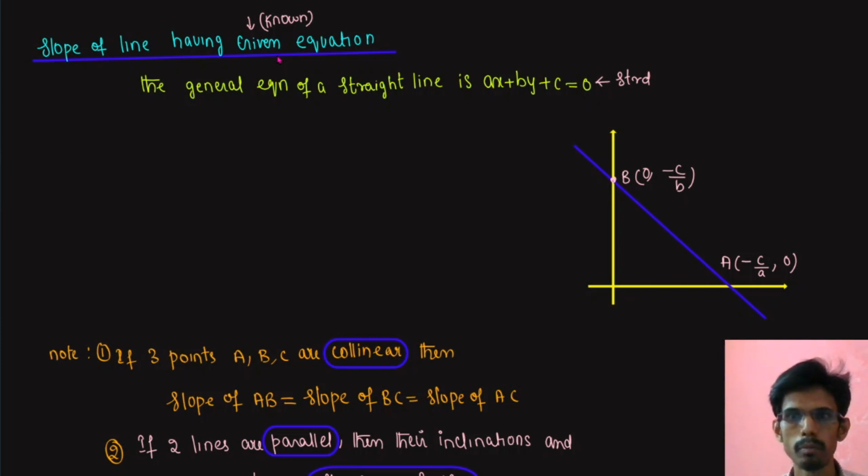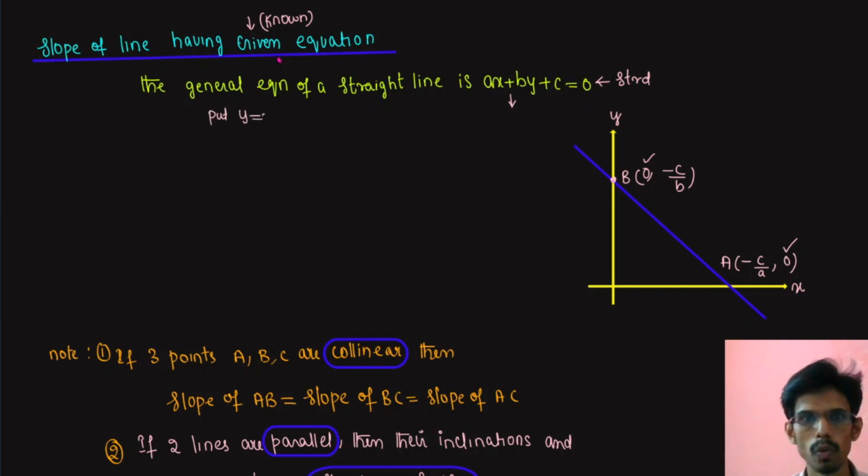So here I am marking point A and point B. Now on the x-axis y will be 0, on the y-axis x will be 0. So in this equation I will put y equal to 0. If I put y equal to 0 here, this will become ax plus c equal to 0. The x value will be minus c by a.